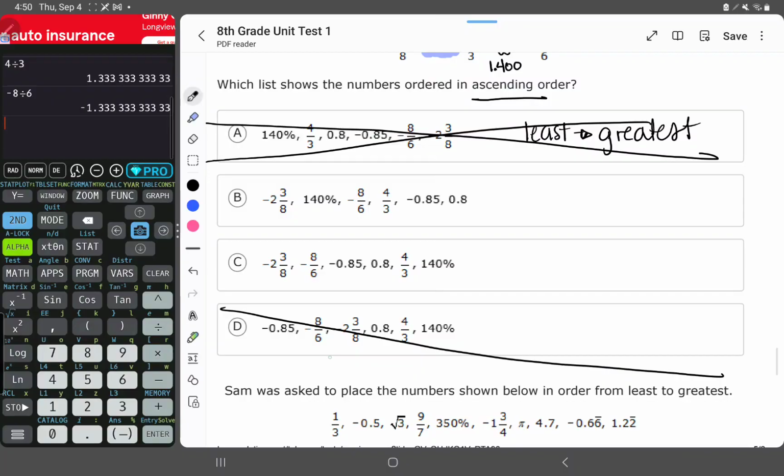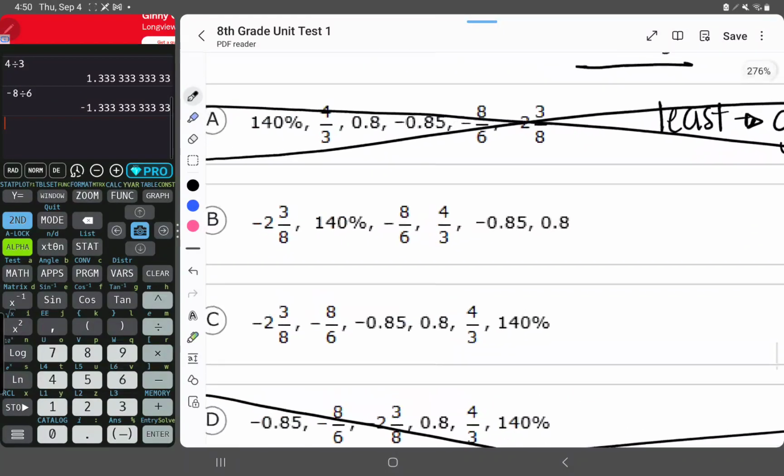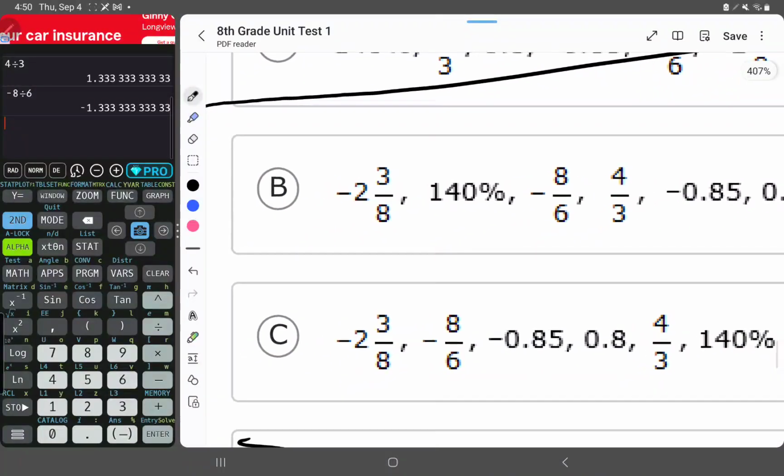So that one is going to be one of our correct answers. Now we have two -2 and 3/8, so we just eliminated D. Now, when I take a look at my next things, I have 140% and -8/6. Obviously, -8/6 is smaller than 140% because this right here is a positive and this right here is a negative. We go with our negative because that is smaller. So the answer is C.